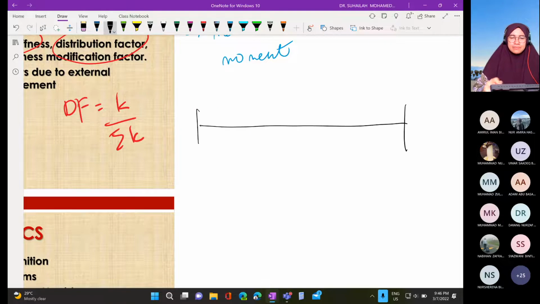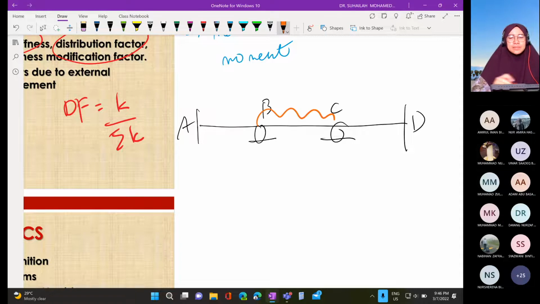for example, if we have a beam like this, a continuous beam. We have A, B, C and D. There is loading, for example, like this. By looking at this beam, we know that there are 3 members, or 3 elements. We have member AB, member BC, and member CD.